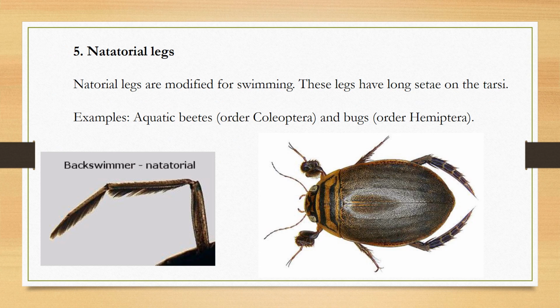Then the natatorial legs. The natatorial legs are modified for swimming. These legs have long setae on the tarsi. In aquatic beetles, which are the bugs that live in water, the hind legs are modified into natatorial legs, which are swimming type of legs.